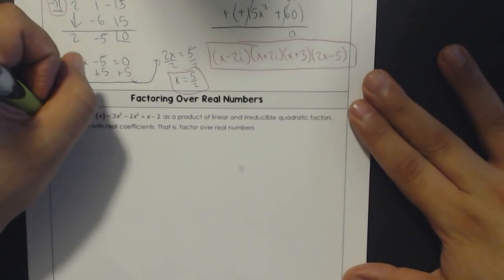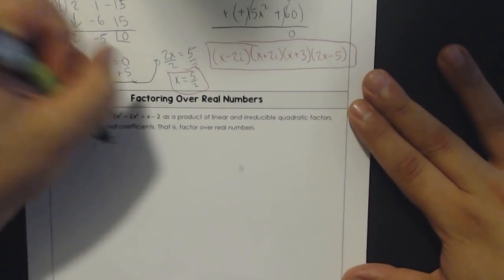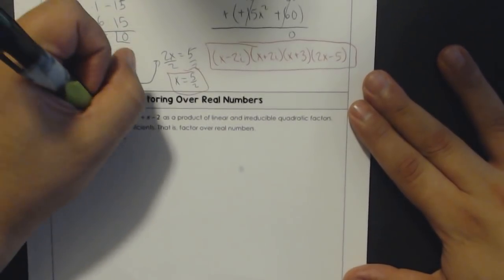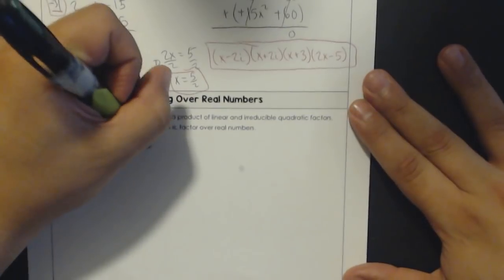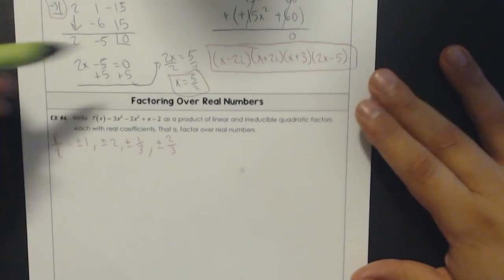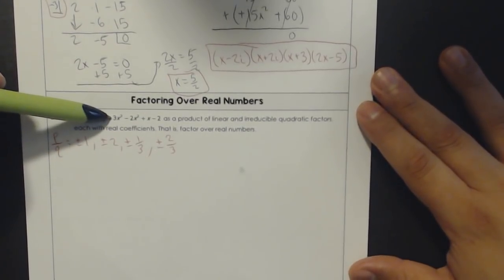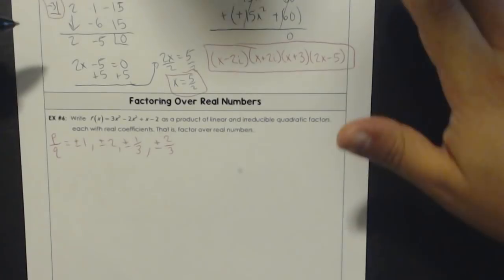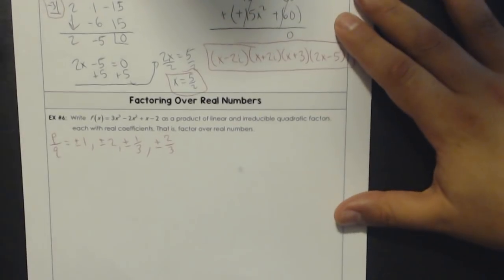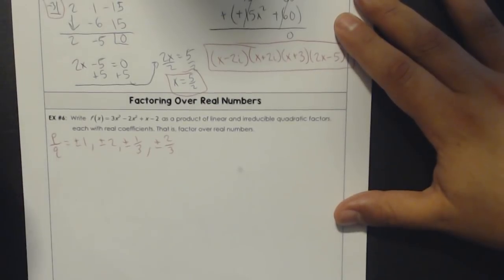And with P over Q, we list out our zeros. We got plus or minus 1, plus or minus 2, plus or minus 1/3, and last one is plus or minus 2/3. Remember, P is our negative 2, and our Q is 3. With that, we test out zeros. Well, let's test out the easiest one. We can test out the number 1.